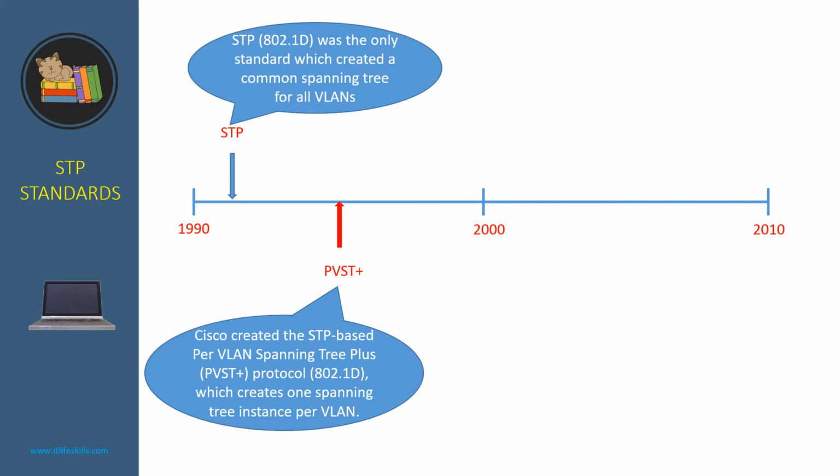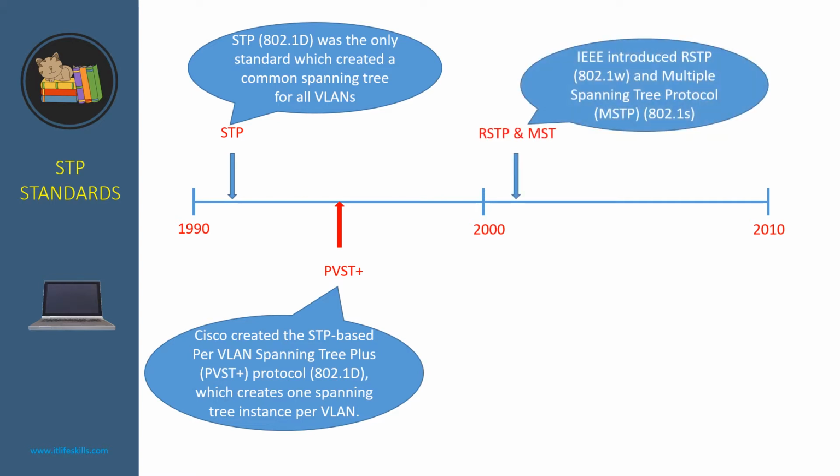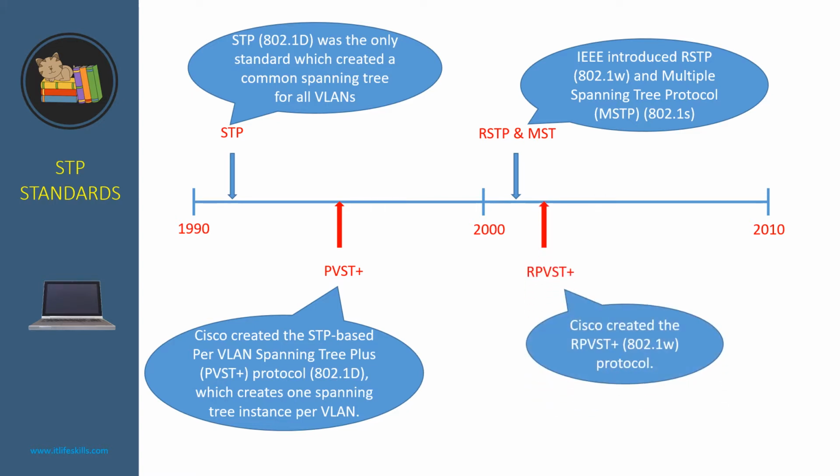In 2001, the IEEE introduced RSTP and multiple spanning tree protocol. Not long after that, Cisco created Rapid per VLAN spanning tree plus, RPVST plus protocol. RPVST plus provided more features than standardized RSTP, including one tree per VLAN.